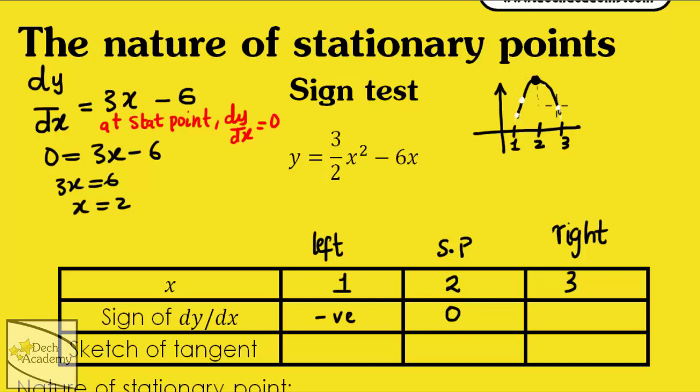To the right of the stationary point, so this point here, x is 3, that's the point we chose. Well, the point we chose has an x-coordinate of 3. dy dx is 3x minus 6, so the sign of dy dx can be obtained by replacing x with 3, and that gives 3 times 3, 9 minus 6, which is 3. So dy dx is plus 3, a positive number, so it's positive.